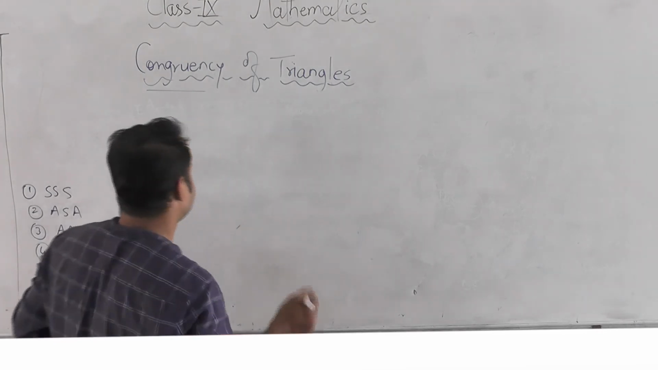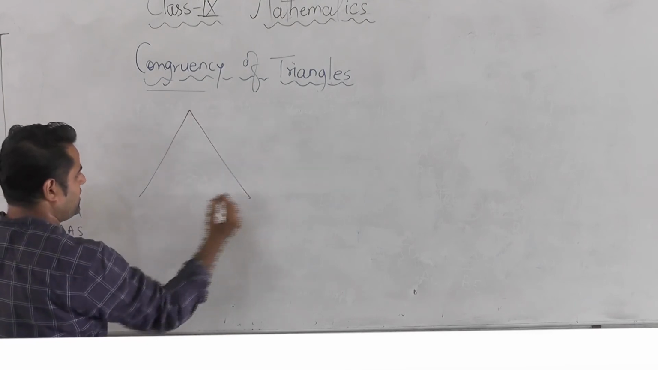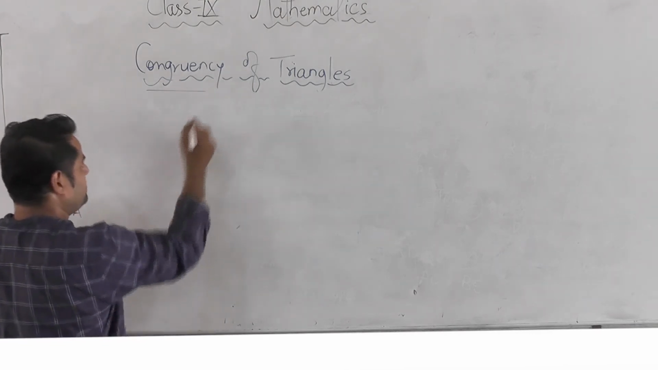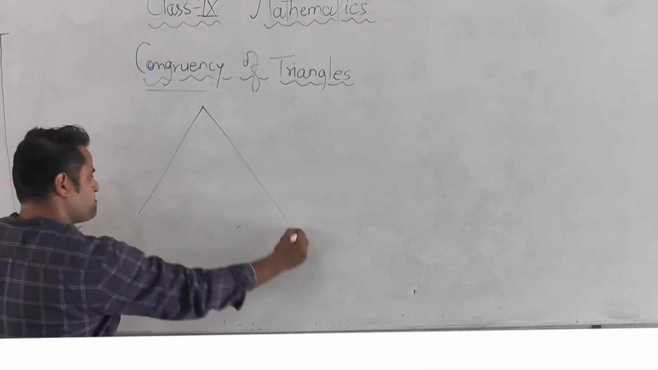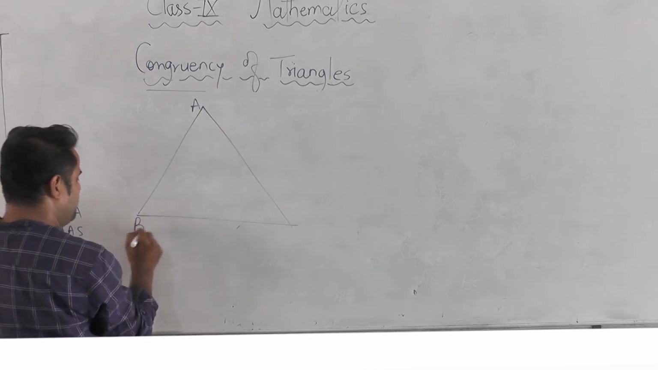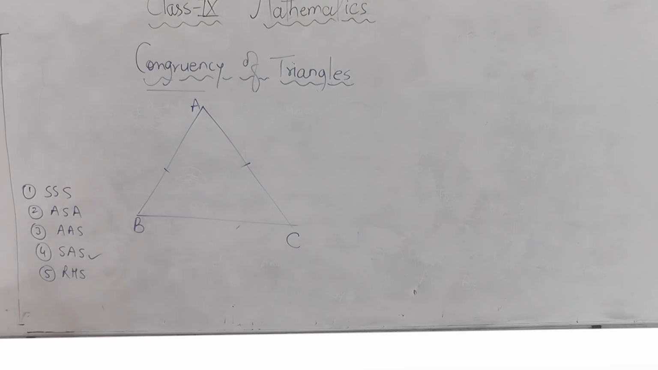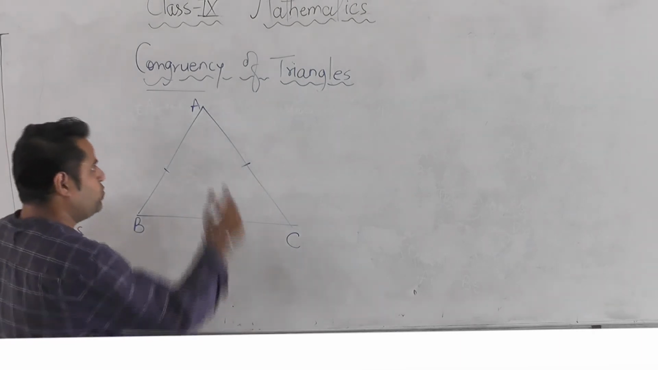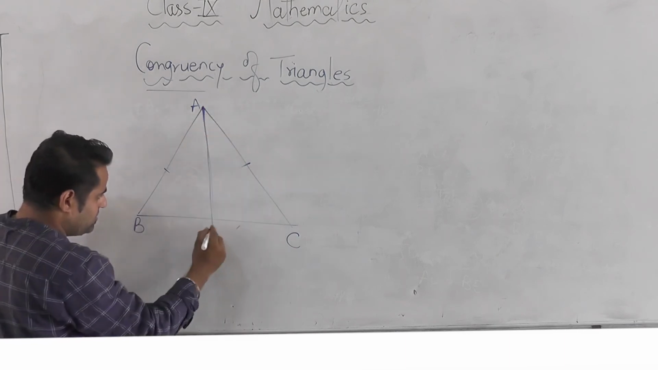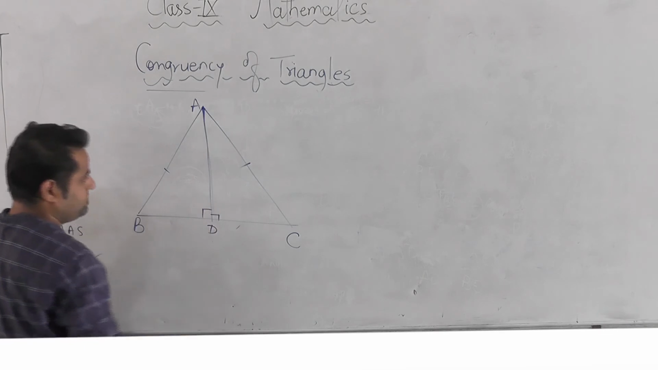Let's see that. Let ABC be an isosceles triangle. Let me make it big so that you can see it clearly. This is ABC, in which sides AB and AC have been given. Now, let one perpendicular we draw be AD, which is perpendicular to the base.